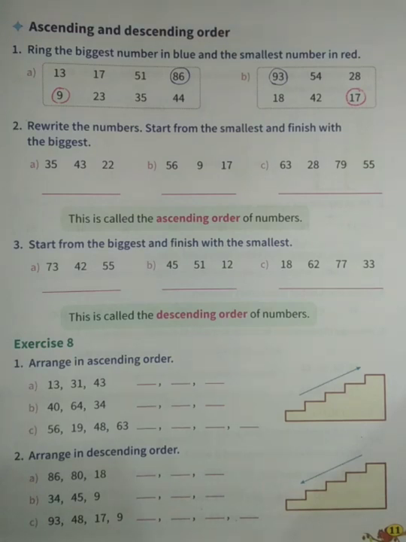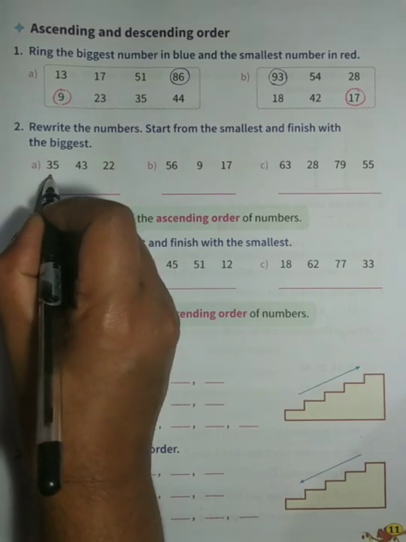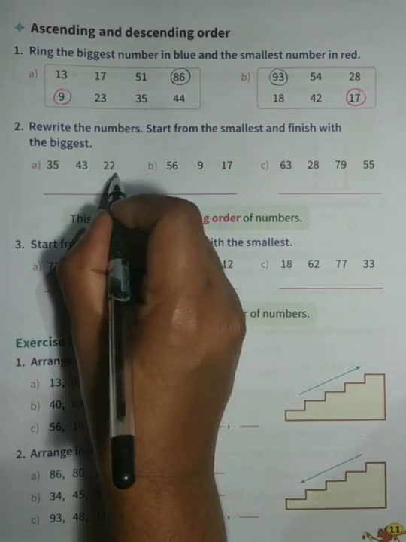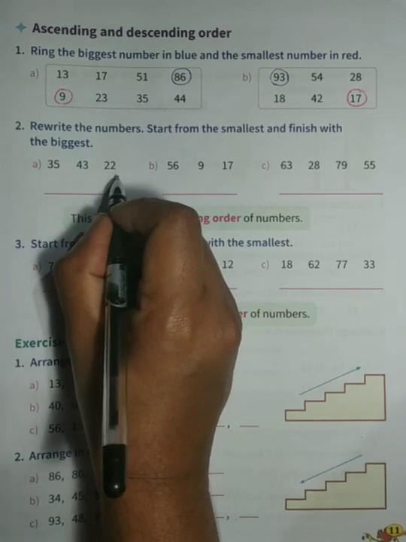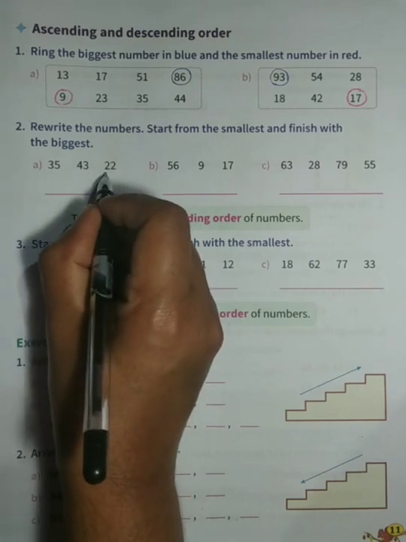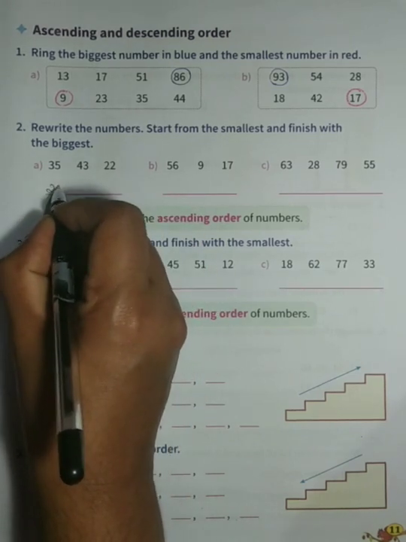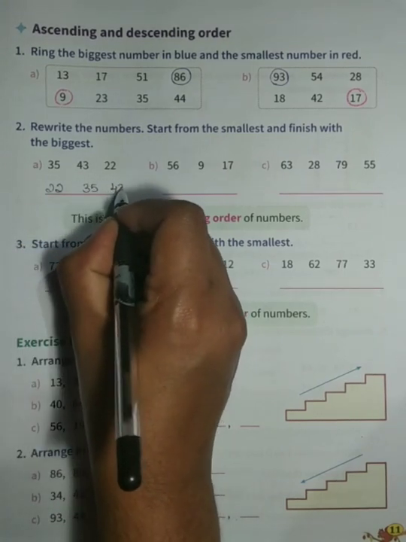The next one. Rewrite the numbers, start from the smallest and finish with the biggest. Now we are supposed to write numbers starting from small to big. The first one, 35, 43, 22. It says we have to rewrite the numbers starting from the smallest and finish it with the biggest. So of these three numbers, 22 is the smallest. We shall write 22, 35. 43 is the biggest.